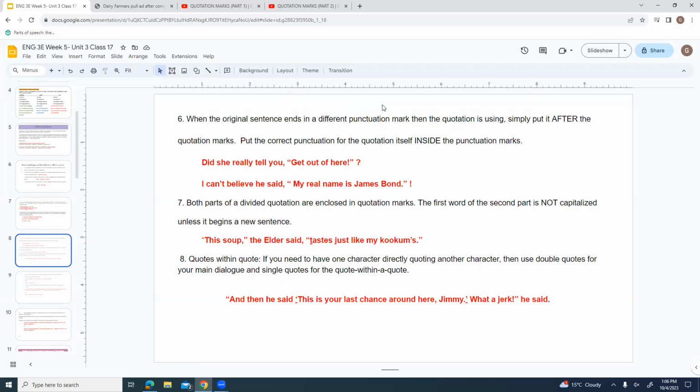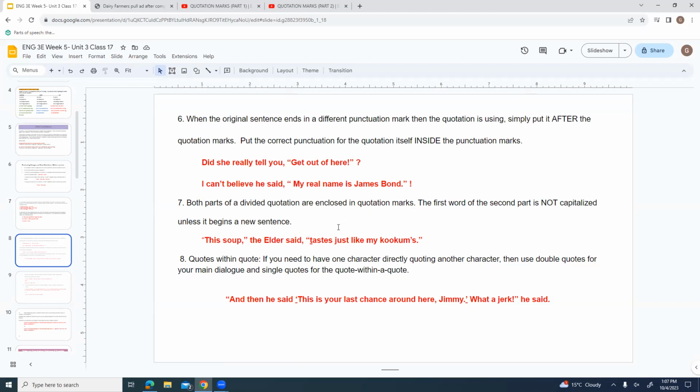When the original sentence ends in a different punctuation mark than the quotation is using, simply put it after the quotation marks. Put the correct punctuation for the quotation itself inside the quotation marks. Did she really tell you, "Get out of here"? Or, I can't believe he said, "My real name is James Bond!" Now, having said that, this is correct, but a lot of readers will find it confusing. I would try and avoid writing this way if you can.